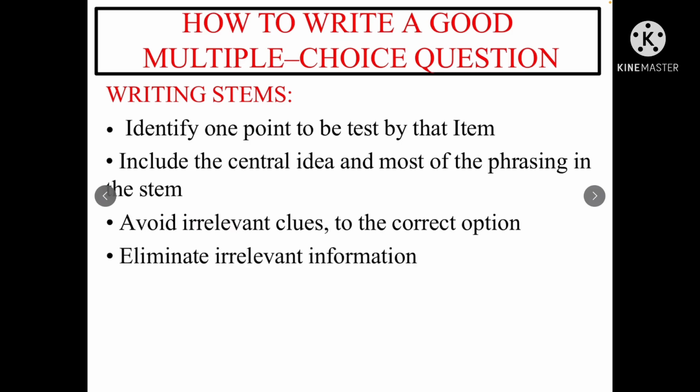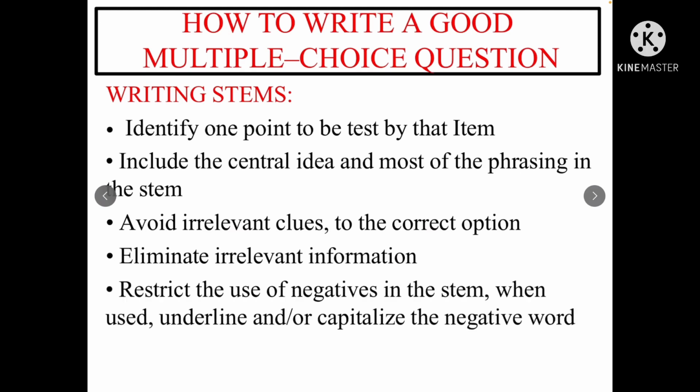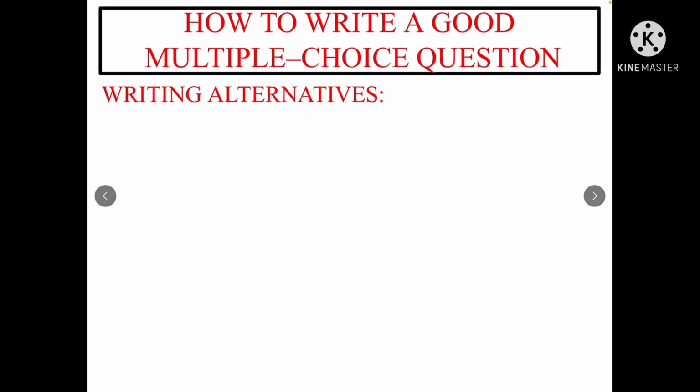Next point is eliminate irrelevant information. Restrict the use of negatives in the stem. If you are using it, just underline or capitalize the negative word. This will help students to find out their answers. Now coming to alternatives. Friends, once we have the question, it seems that our task is easier, but it is not. Creating good alternatives also needs hard work.